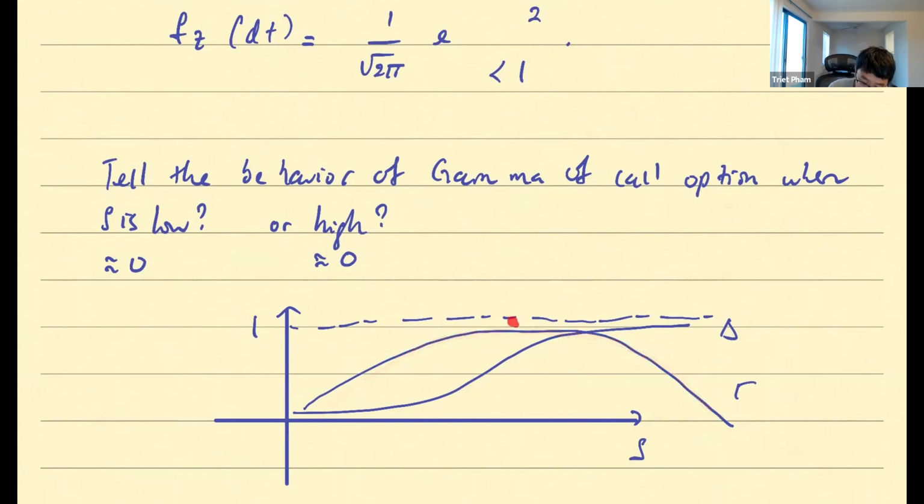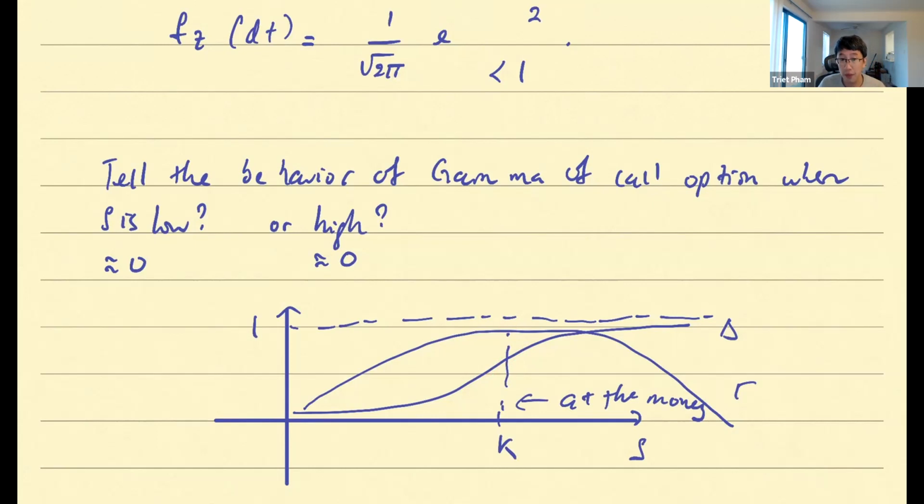The gamma takes its peak where there is an inflection change in the delta, because that's where the derivative of the delta is highest. That's where the gamma is highest. And guess where this is? This is roughly around K. So this point right here is the at-the-money point. And that's why it's interesting. At the money point at K, the gamma is the highest.